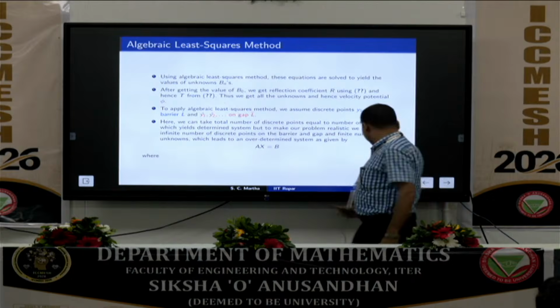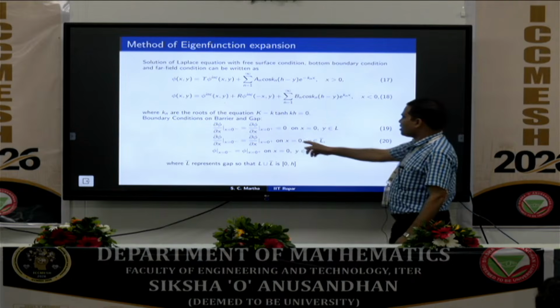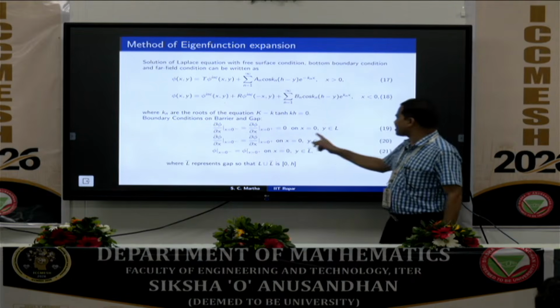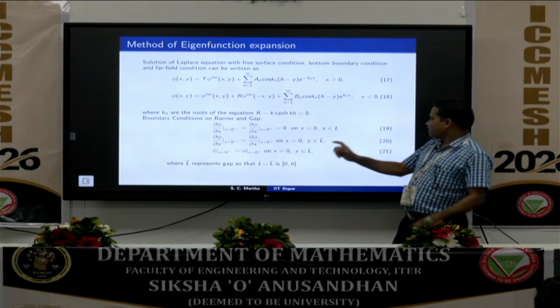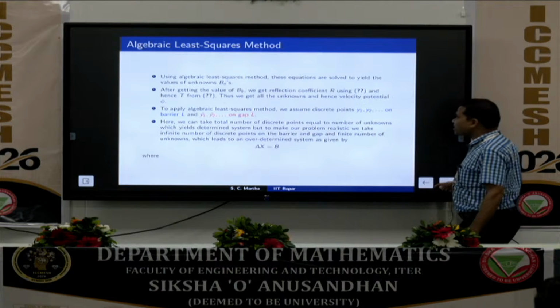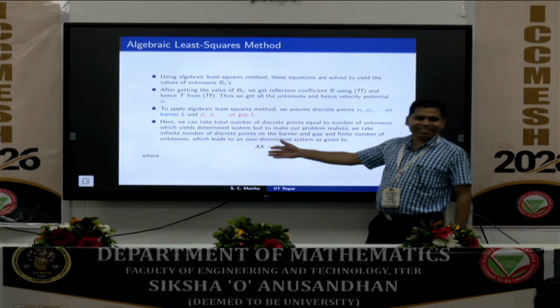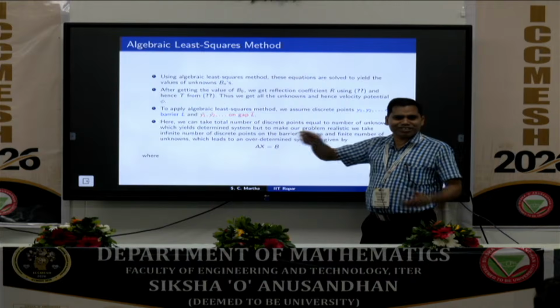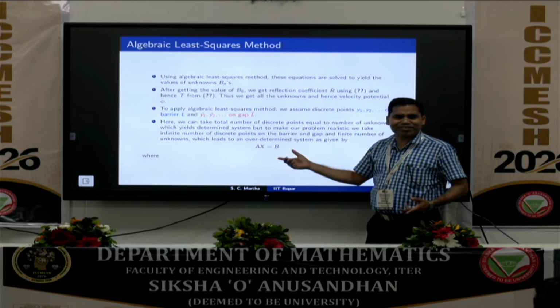For simplicity, you take discretization points on L and discretization points on the gap, and you will get many equations. So, the idea was to generate too many equations, of the form Ax equal to b, from these two equations: one equation from the barrier, another equation on the gap.